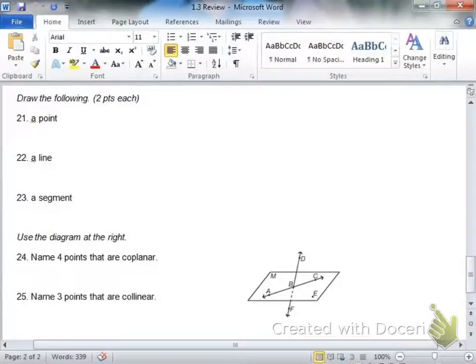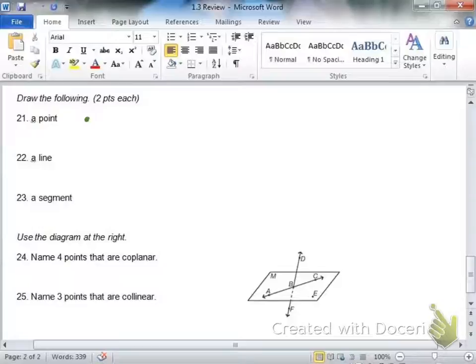So how do we draw a point? What's a point? It's just a dot. So if I say draw a point, you just draw a dot. If you want to label it with a letter, you can. If you want to just leave it as a dot, that's fine too.